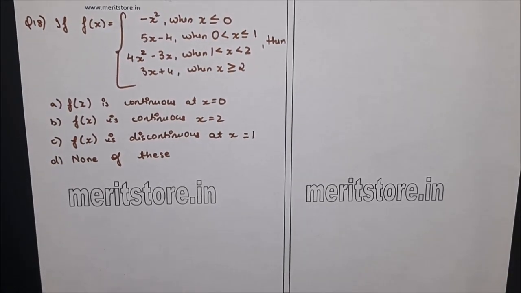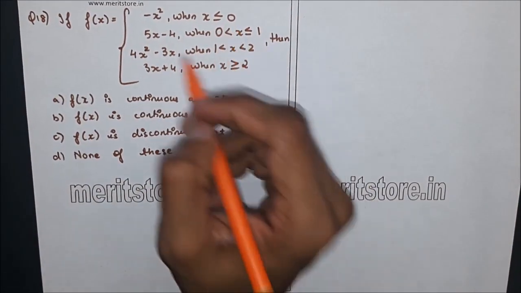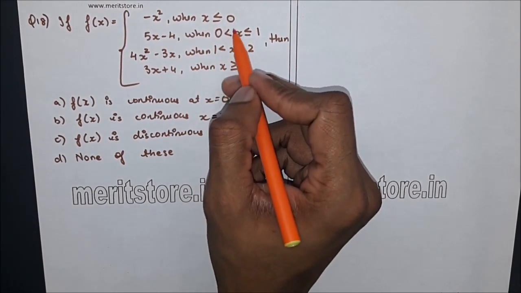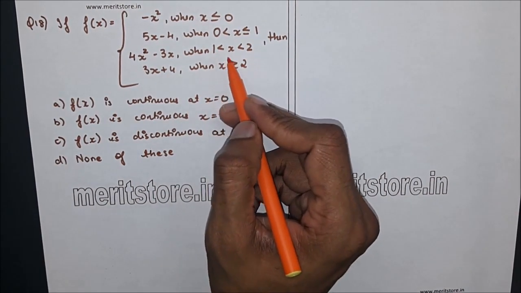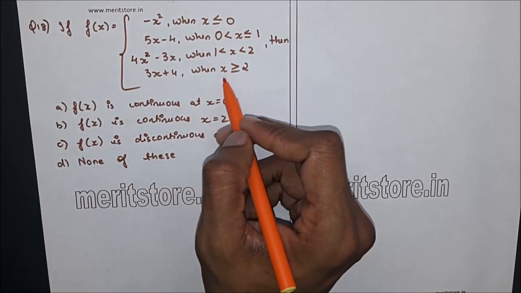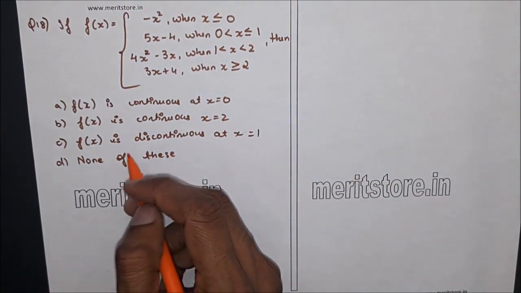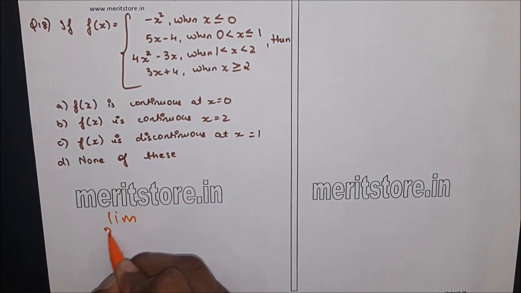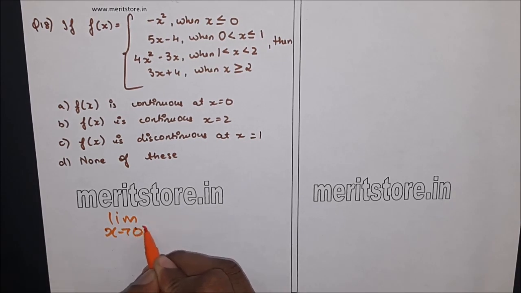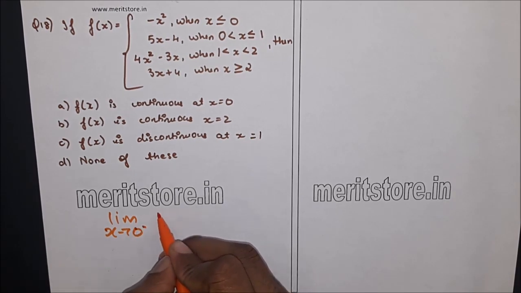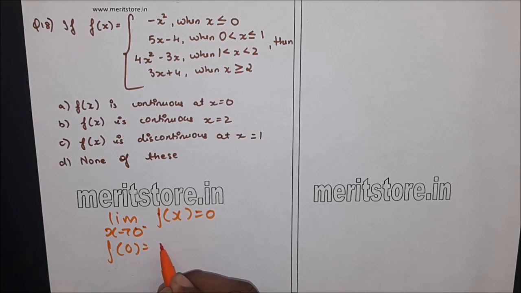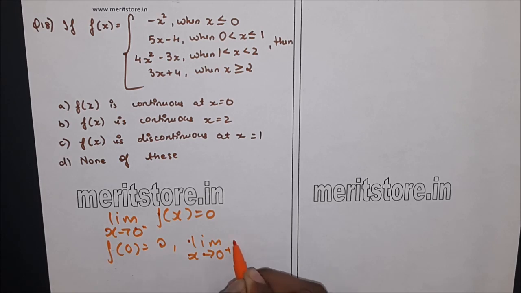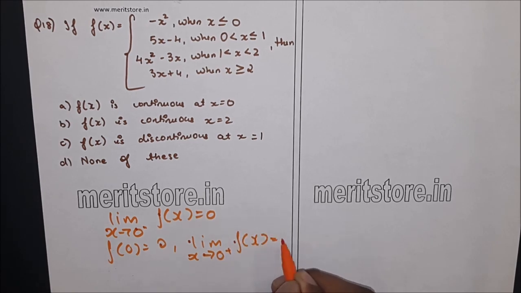If f of x is equal to minus x square when x is not greater than 0, 5x minus 4 when x is greater than 0 and less than or equal to 1, 4x square minus 3x when x is greater than 1 and less than 2, and 3x plus 4 when x is greater than or equal to 2. We are given 4 options. Limit x approaches to 0 from the left hand side, we get f of x is equal to 0. Same for f of 0, which is equal to 0. Limit x approaches to 0 from the right hand side, we get f of x equal to minus 4.